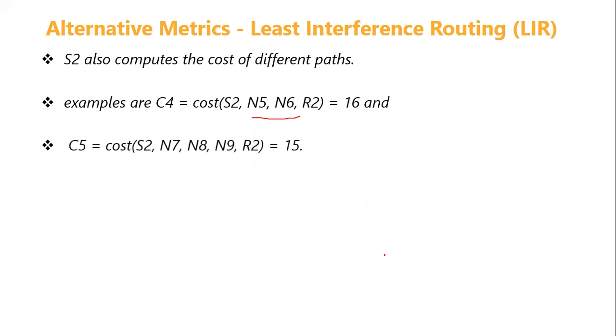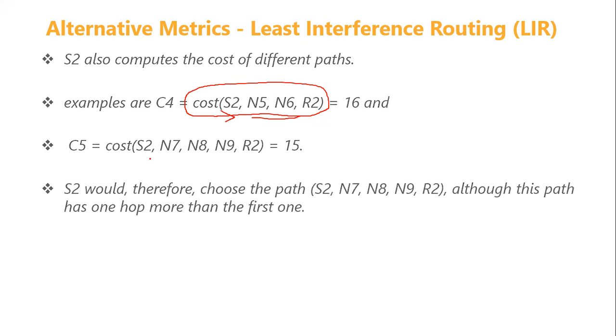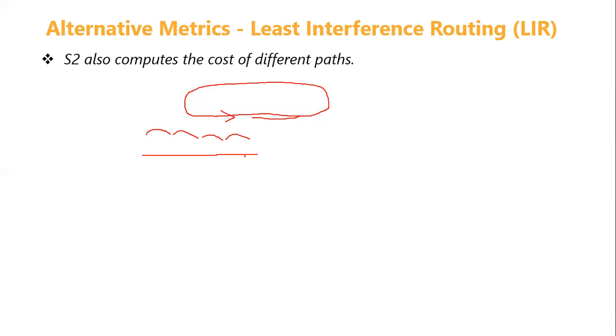But here there is only one path with the least hop. This is the least hop path. But let us try to identify if there is any other path which will give a least interference even if the hop count is more. Let us explore another path which is S2 to N7, N7 to N8, N8 to N9, and N9 to R2. So this has 4 hops. Even though it has 4 hops, let us see what its cost is.